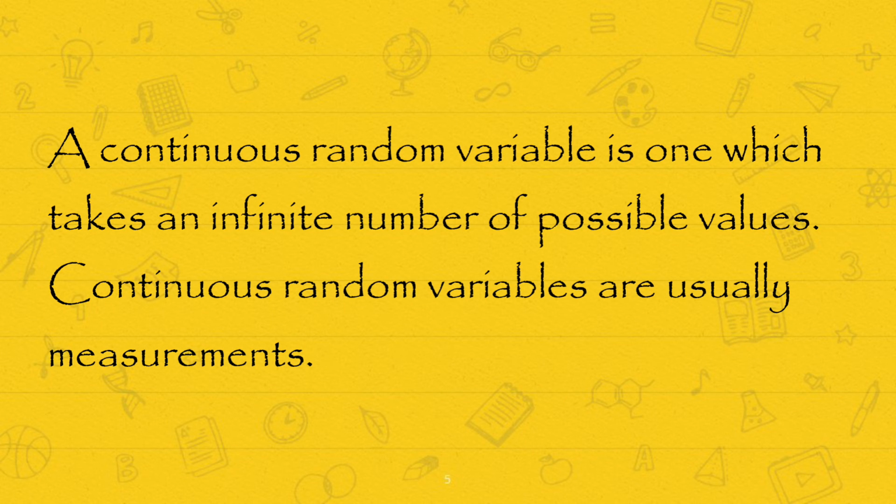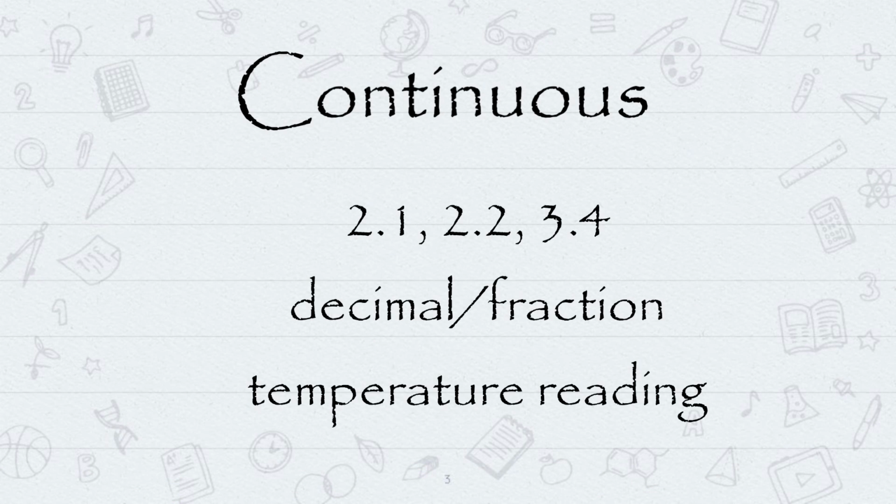Continuous random variables. A continuous random variable is one which takes an infinite number of possible values. Continuous random variables are usually measurements. So para mas madali niyong malaman na continuous siya, lagi siyang merong decimals or fractions like 2.1, 2.2, 3.4, and so on.